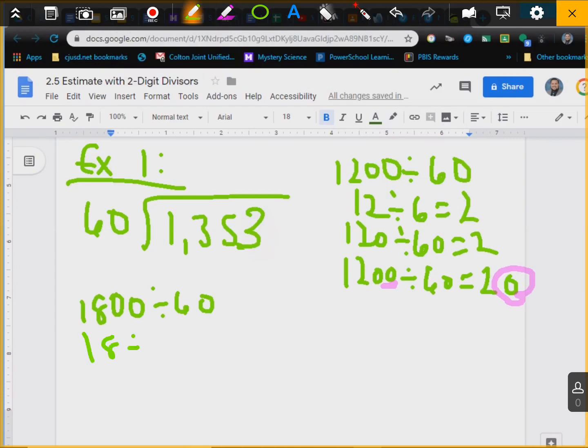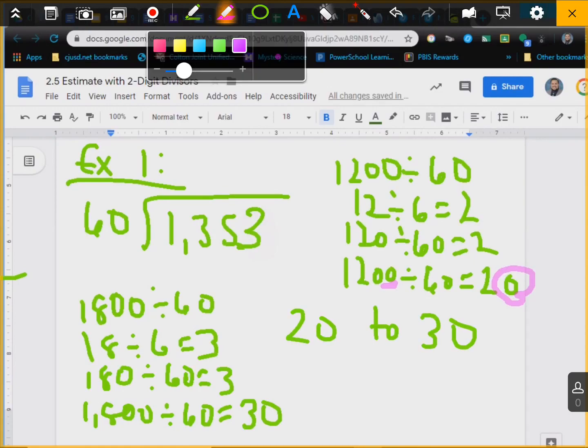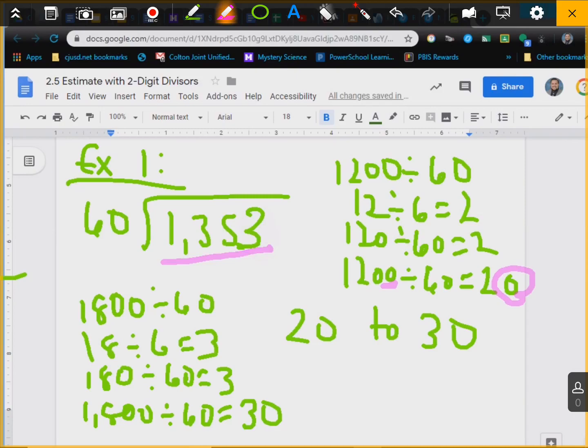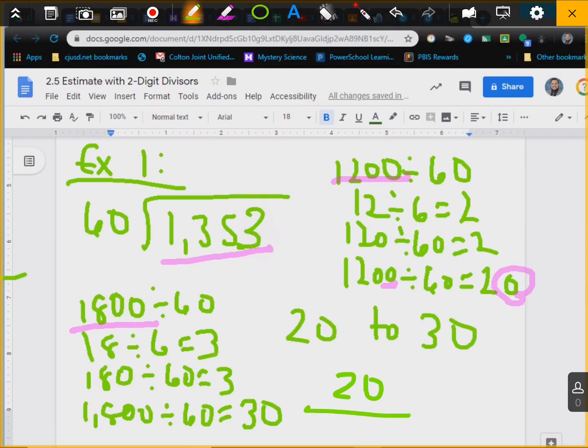I know 18 divided by 6 is 3. 180 divided by 60 is also 3. So 1,800 divided by 60, since you have that extra 0, it's going to be 30. So my answer is, if I'm to estimate this number, it's going to be between 20 to 30. Now, I'm going to use some logic here. The real number is 1,353. 1,200 is closer to that number than 1,800. Therefore, my estimate would be approximately 20. That would be my answer.